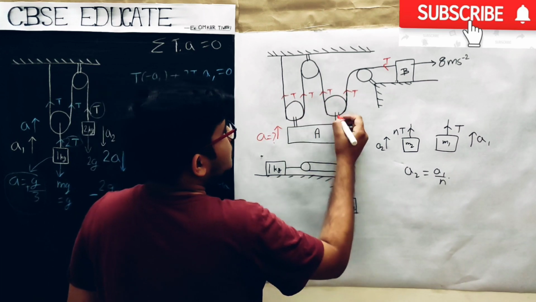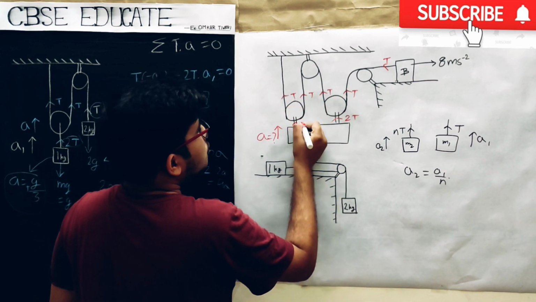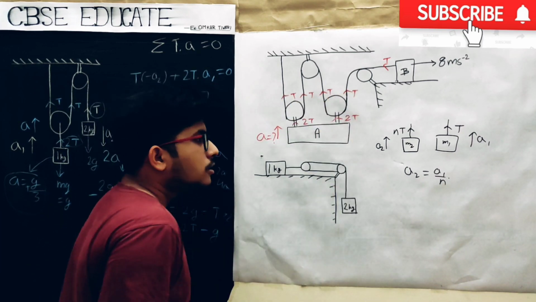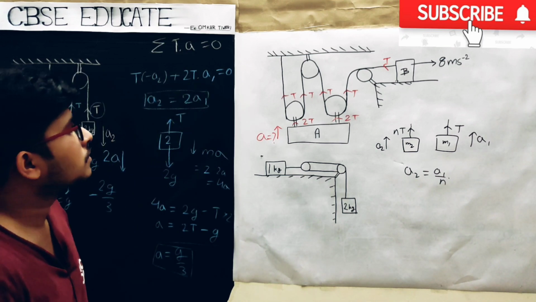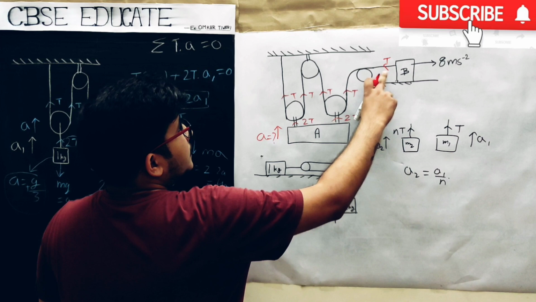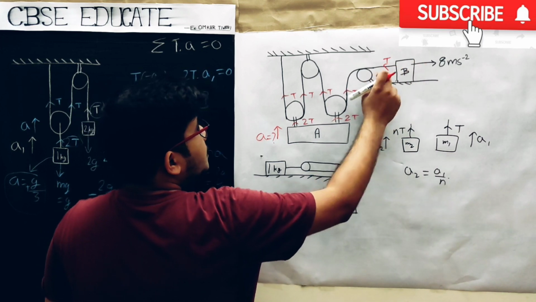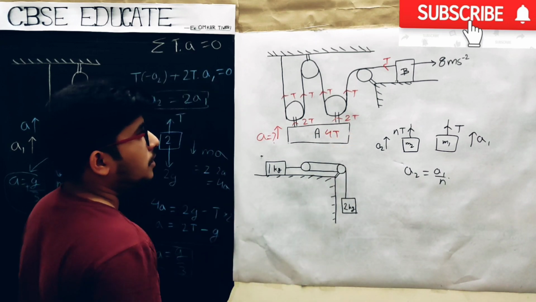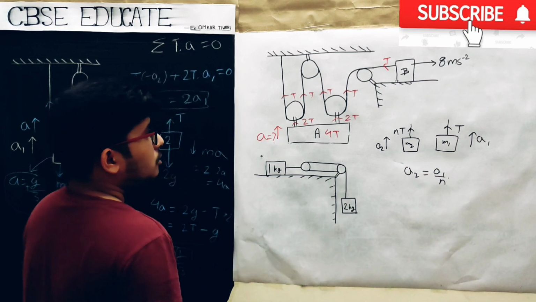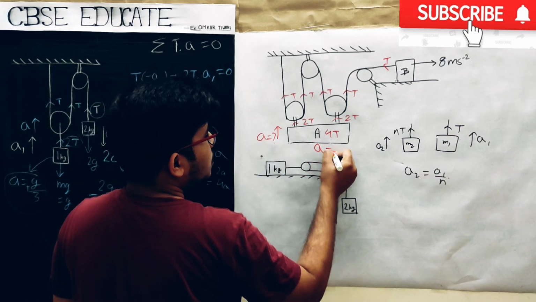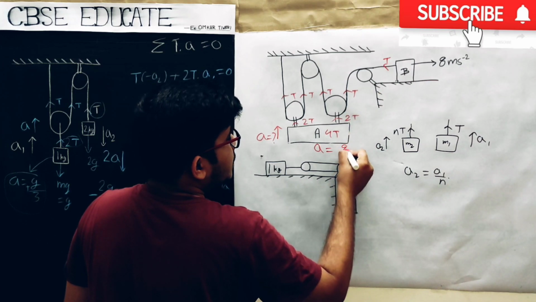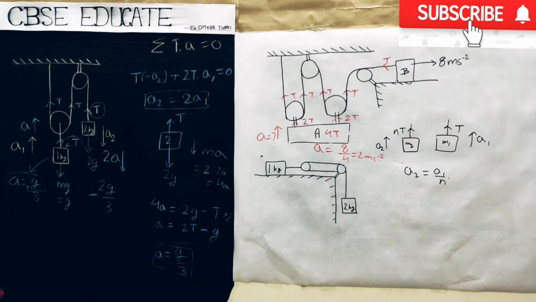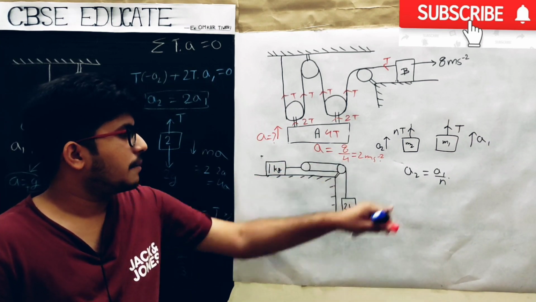Now here T and T becomes what? 2T. Here T and T becomes what? 2T. You can add 2T plus 2T is what? 4T. Now you can see the tension in this body is T, and the tension in this body is 4T. Relate this thing. So the acceleration of this body will be what? Acceleration of this divided by 4, which means 2 meter per second square. See, one step answer just by applying this.